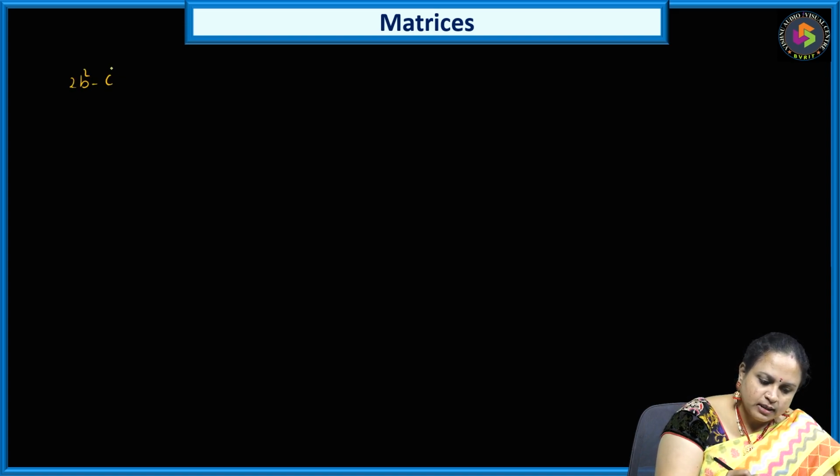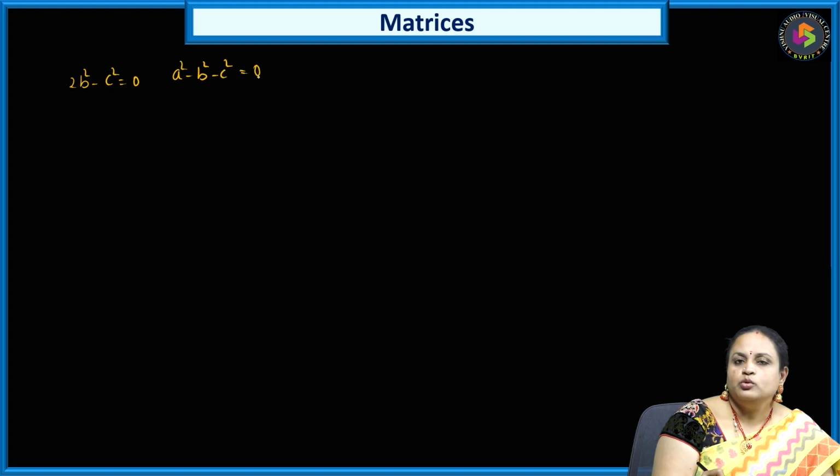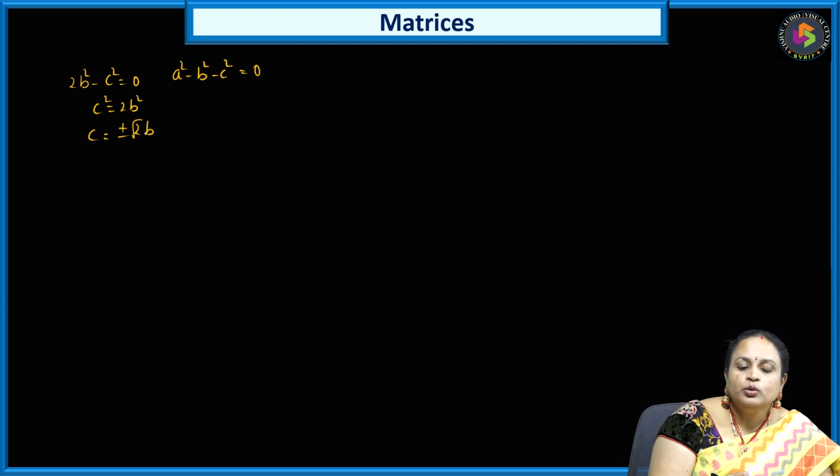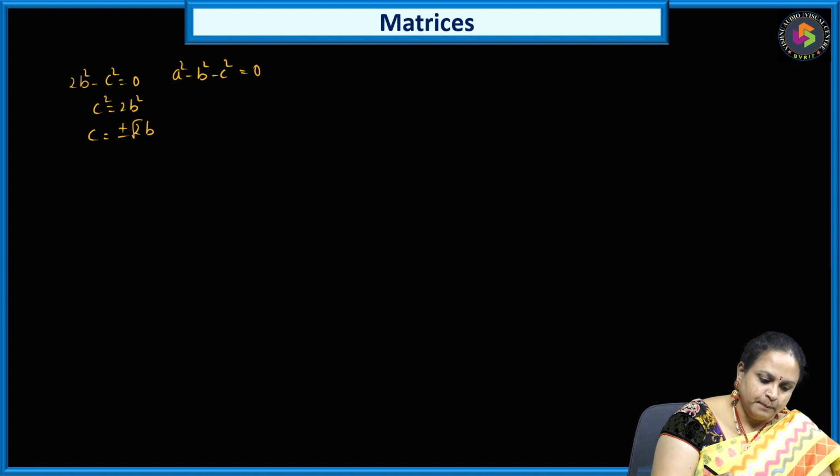2b square minus c square equals 0 and a square minus b square minus c square equals 0. So 2b square minus c square equals 0. That means c square equals 2b square, or c equals plus or minus root 2 b. Now if you put it here, what can we get? a square minus b square plus 2b square, minus 2b square equals 0.